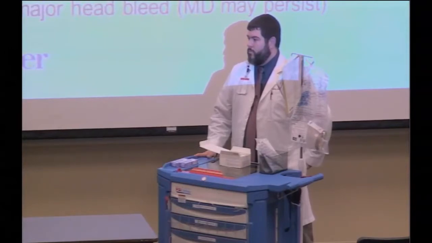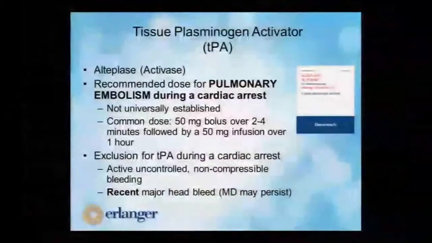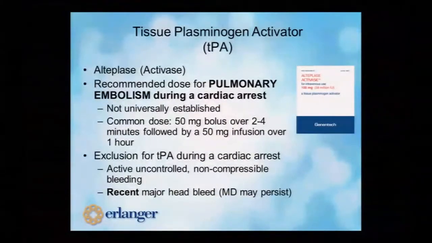So alteplase, or Activase, is recommended for a pulmonary embolism during a cardiac arrest. It is not recommended empirically for everyone, so you have to have pretty good reasoning that the patient might have a pulmonary embolism. For example, on CAT scan earlier it said they had a PE and we thought they were fine, and now they're really decompensating. Or they have a recent DVT and suddenly got short of breath, and there's reason for you to believe that this might be on your differential.